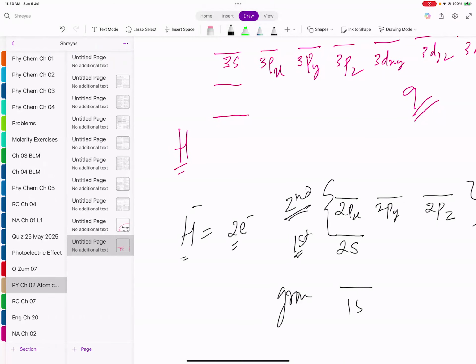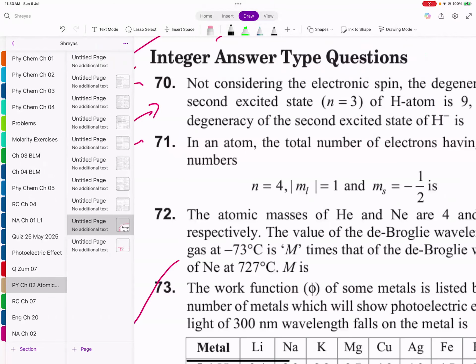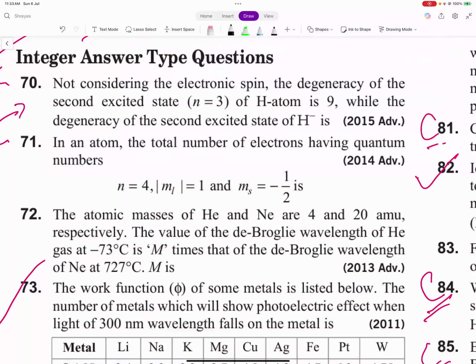Sir, but then I didn't really get the 2px, 2py thing. You did not, you got everything, you just got your head messed up with the degeneracy thing, and you convinced yourself that you don't know it. No, sir. That is how you convinced yourself.